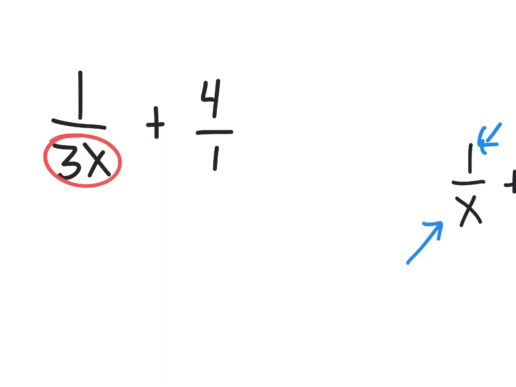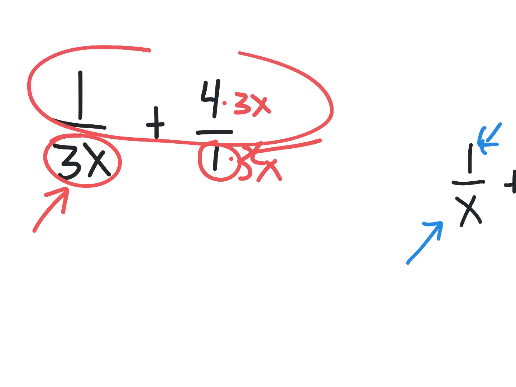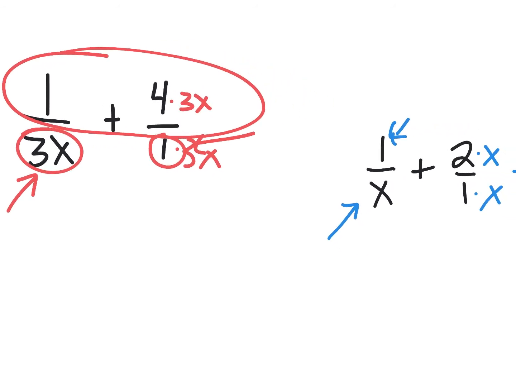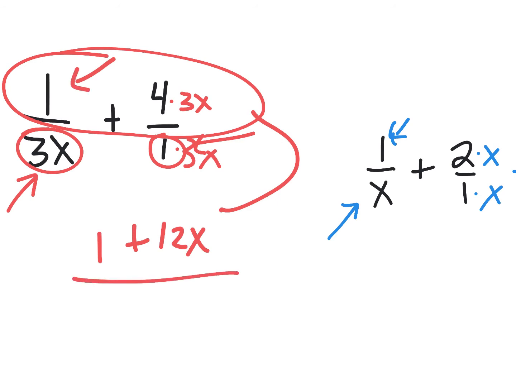You go 3x times 1 is 3x, the common denominator. That's already got that. So this needs a 3x. You can't just multiply the top by it. You have to multiply them both by it. And then you should be able to say, Taylor, that top does not add together. So you keep them separate. And what do you think the answer is? 1 plus 12x. Don't just add an x to that 1. There's no x up there. 1 plus 12x over, what's the denominator? 3x. And there you go.